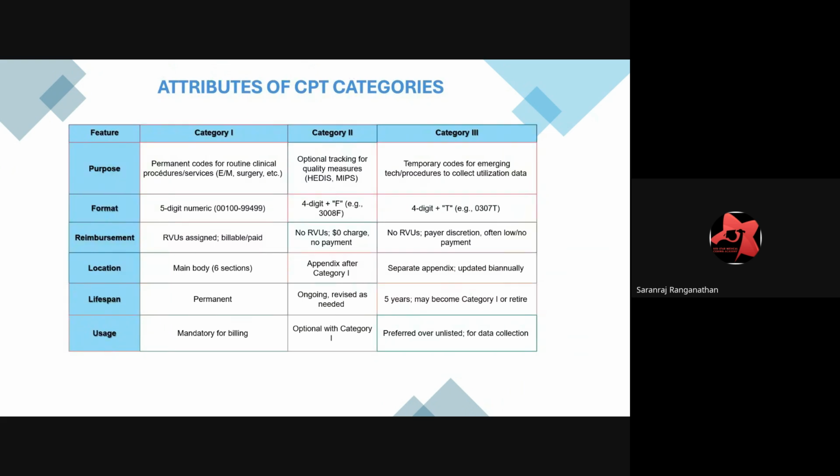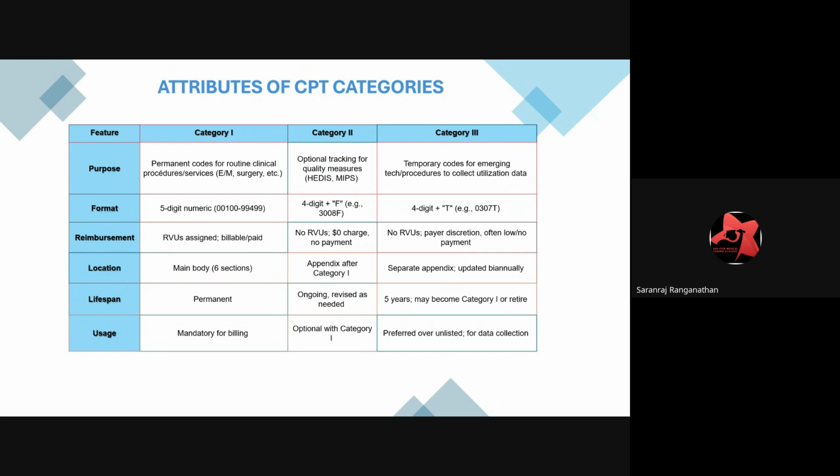Coming to the next one, a small attribute comparison of whatever we discussed. Category 1, category 2, category 3, all are CPT codes, only the purposes differ. One is for the procedure purpose, category 2 is for quality tracking and measuring purpose, and category 3 is a temporary code. All are 5-digit; category 1 is numerical, the remaining are alphanumerical. Then reimbursement, which is the RVU value, relative value units, will be different. Payment goes based on category 1 only, whereas for category 2 and 3 we do not have separate payment. Sometimes for category 3 we have payment, but not always. Then locations, it is all 6 main body.